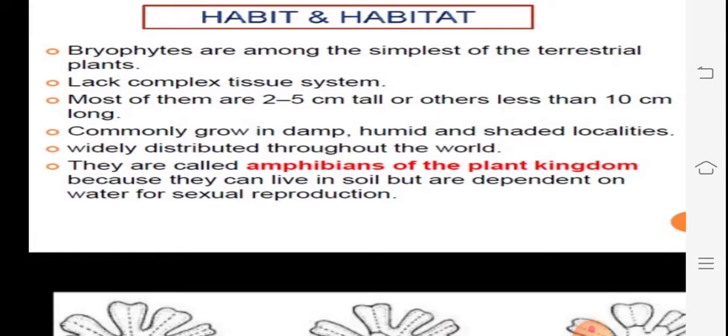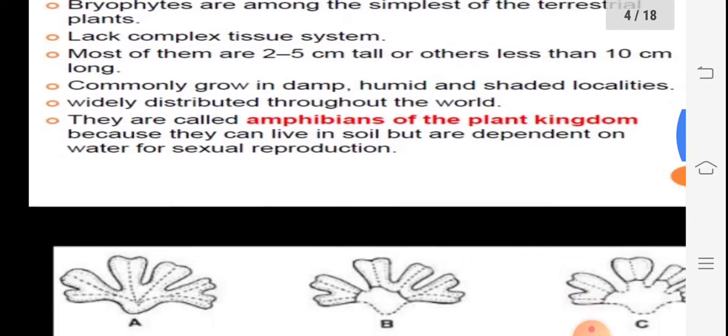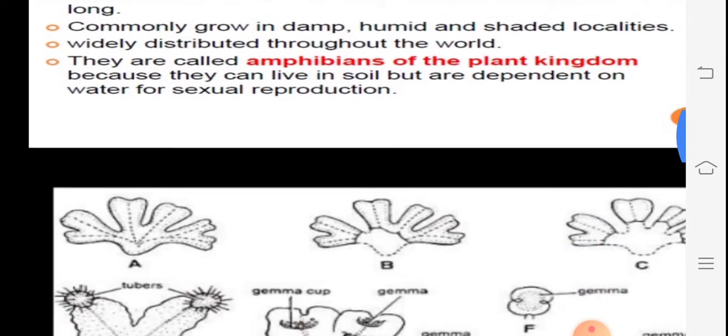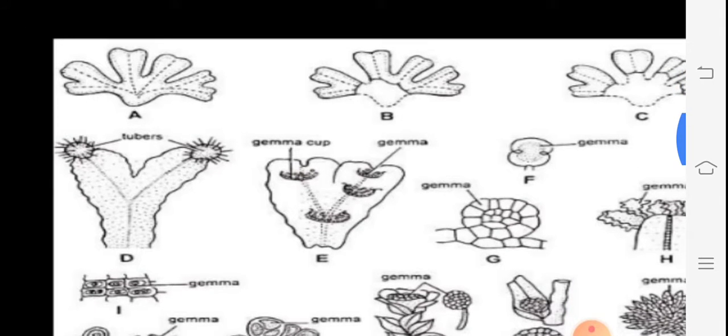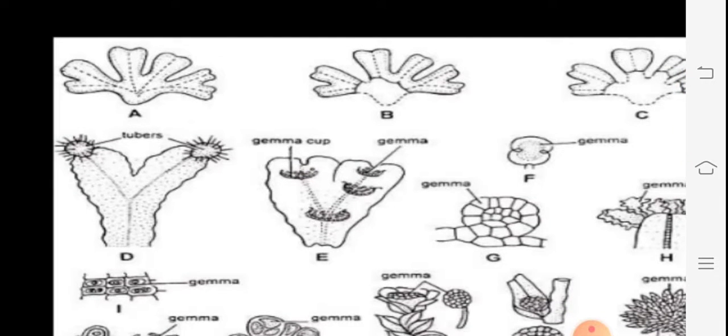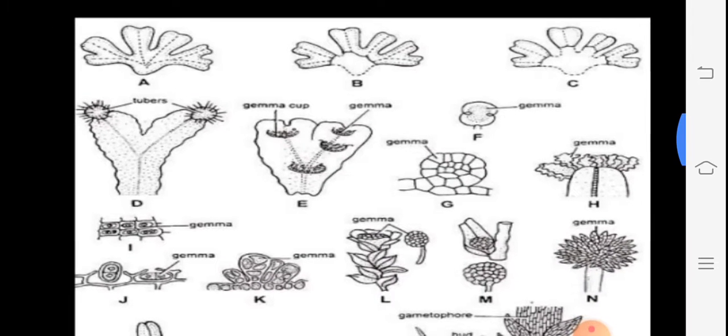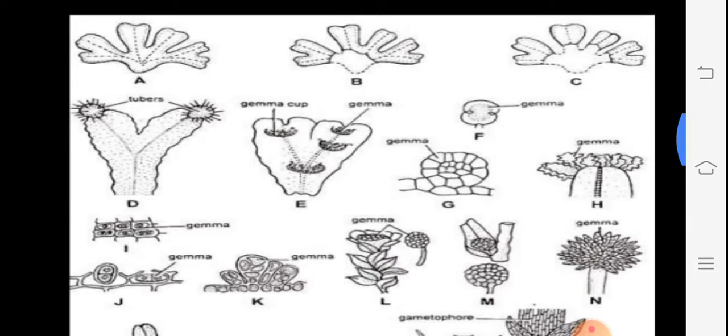We have also seen the Bryales, or Sphagnales, having a separate position. Specifically, these terrestrial forms have an amphibious type of habitat. Amphibious, that is, partly in water, partly on the soil region. So it is amphibious. In relation to reproduction, we already know it is by the vegetative method and by the sexual method.